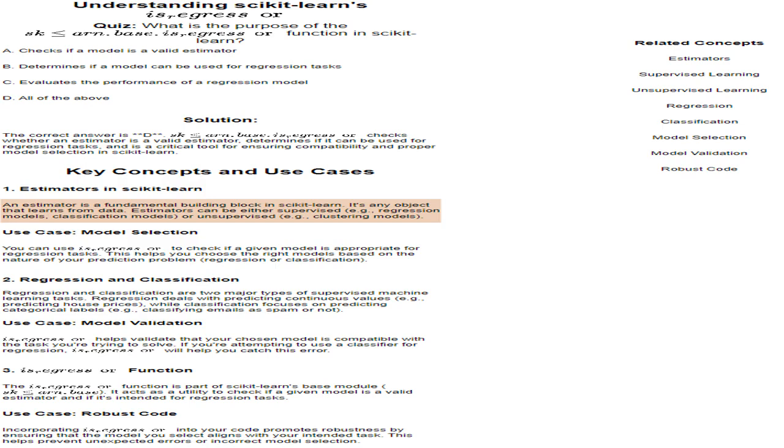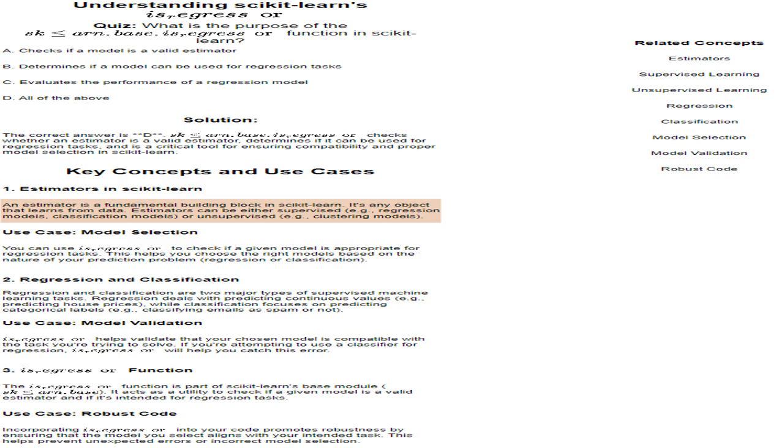An estimator is a fundamental building block in sklearn. It's any object that learns from data. Estimators can be either supervised, e.g., regression models, classification models, or unsupervised, e.g., clustering models. Building a model to predict housing prices based on features like location and size. Creating a model to classify emails as spam or not spam. Clustering customers based on their purchasing patterns to segment the market.